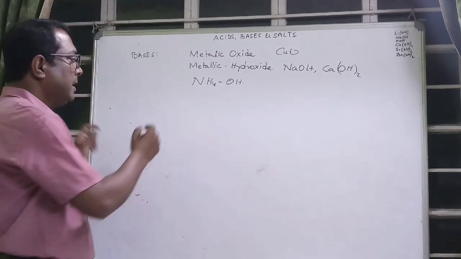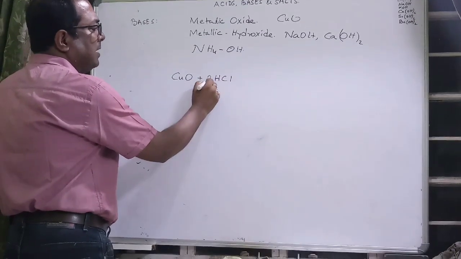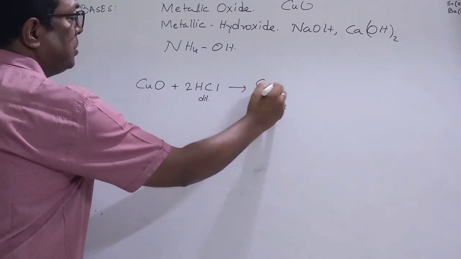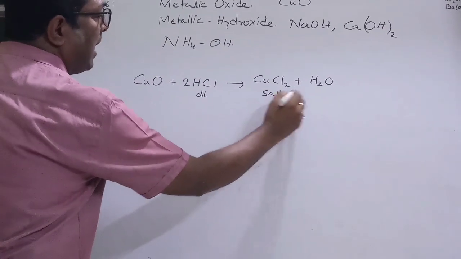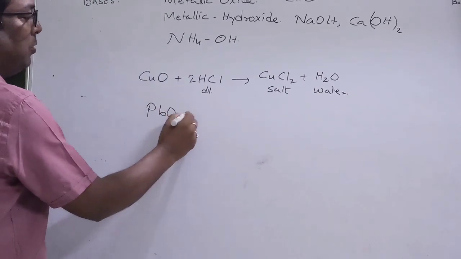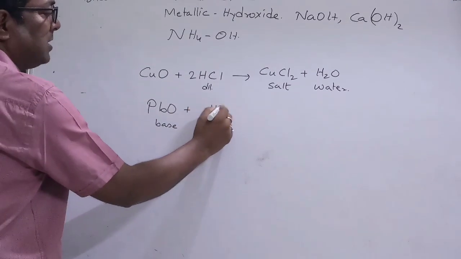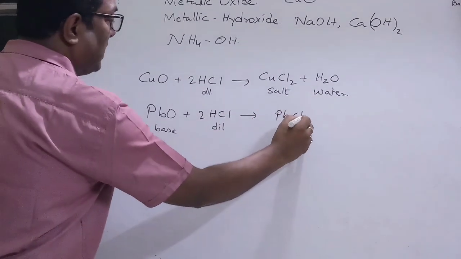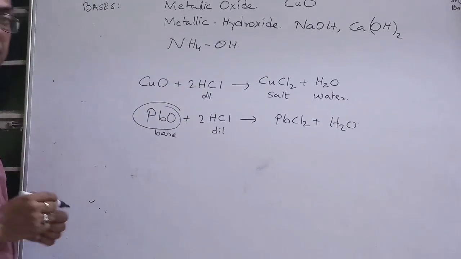I am going to show you here. Like copper oxide, when I treat it with dilute HCl, it produces CuCl2 and H2O. So salt and water. So here you see PbO is a base. Why? Because it reacts with dilute HCl to form PbCl2 and H2O. So here we call this PbO a base.